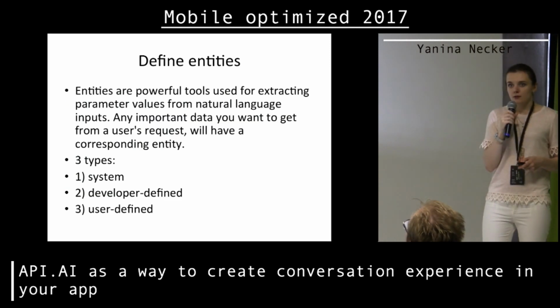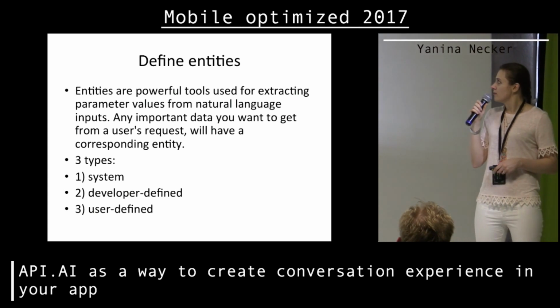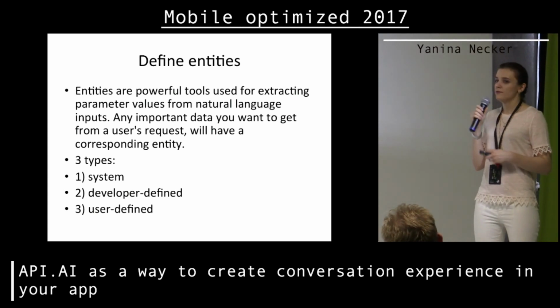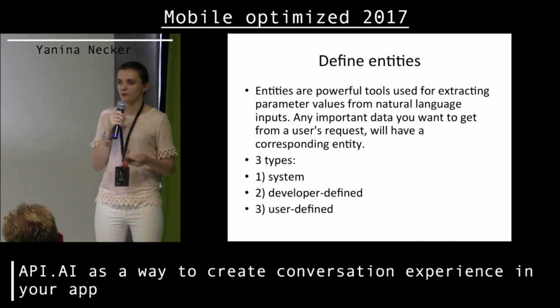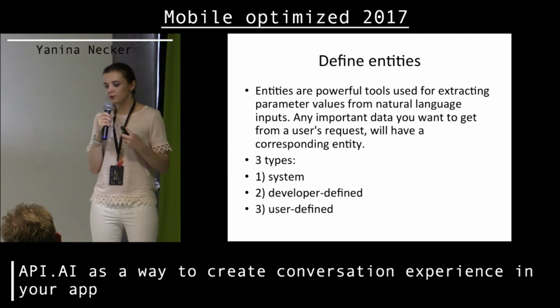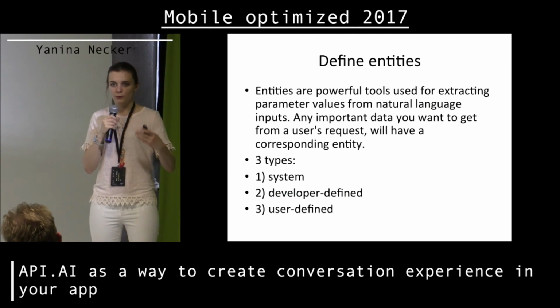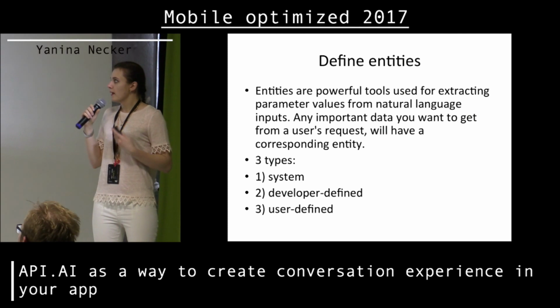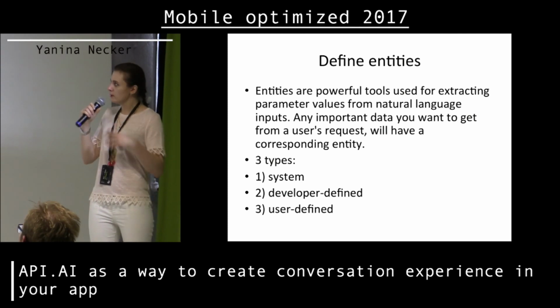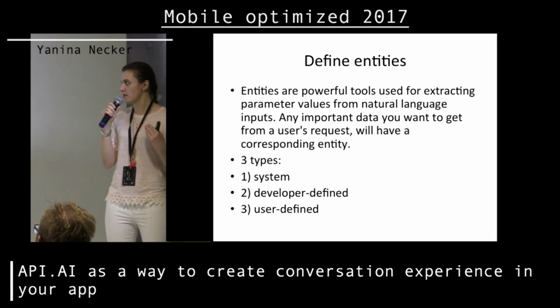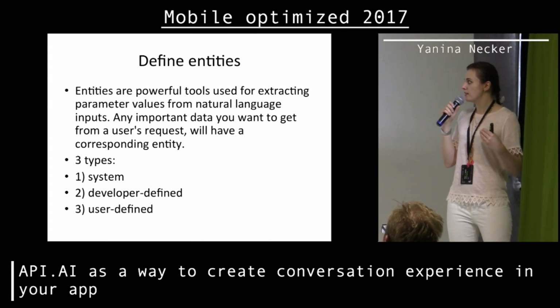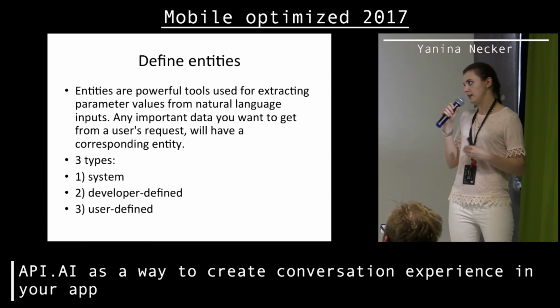Step two, actually, when you're creating your own API.AI agent is to define entities. Entities is essentially like objects in object-oriented world. So you need to determine what entities your agent will be operating with. What type of input are you expecting from your users, right? To give you an example, well, we'll dive into examples later, but first thing you need to know is there are three types of entities: system entities, developer-defined entities, and user-defined entities.